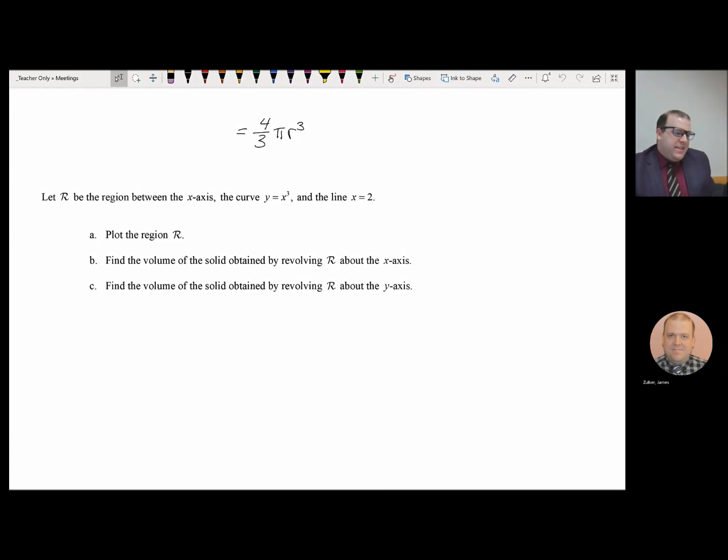So we say here, R is the region bounded, or the region between the x-axis, the curve y equals x cubed, and the line x equals 2. First, we're going to plot this region. We'll then rotate this region about the x-axis and find the volume of the resulting solid. Then we'll rotate it about the y-axis and find the volume of the resulting solid.